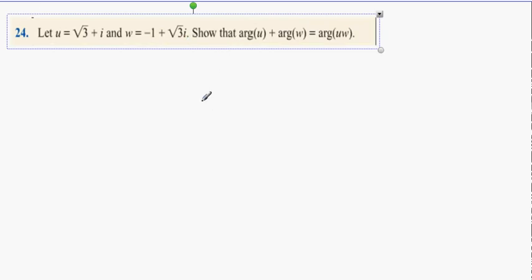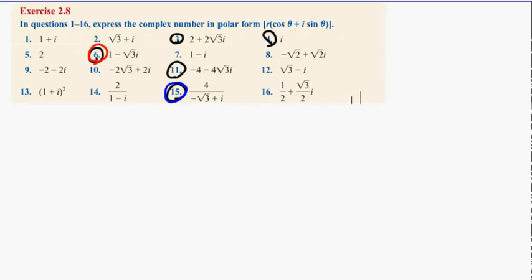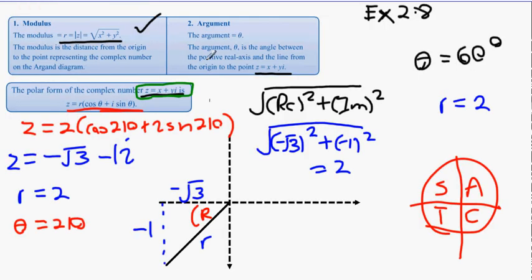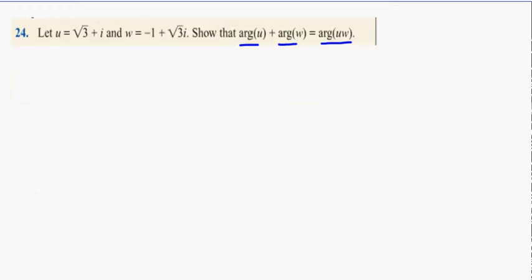Now let's look at 24. Let u equal root 3 plus i and w equals minus 1 plus root 3i, so that the argument of u plus the argument of w equals the argument of u multiplied by w. Now, once again, what is the argument? The argument is the angle. So what we've got to do is get the angle.